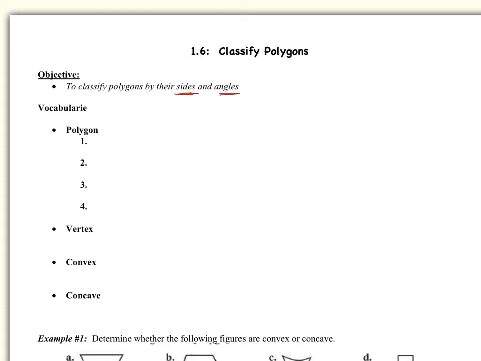First, we need to write down the four properties of a polygon. Before we can even classify a polygon, we need to know what a polygon is. First property of a polygon: it lies in a plane. And remember that a plane is just like a flat piece of paper. It's two-dimensional. So a polygon is two-dimensional. A polygon is always a closed figure.